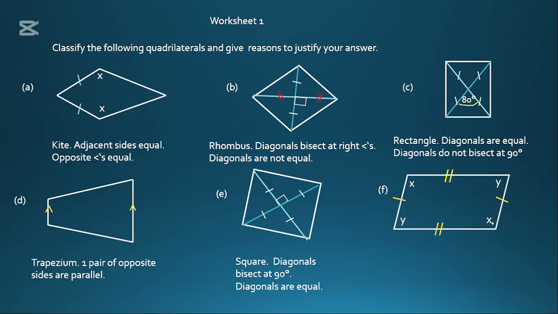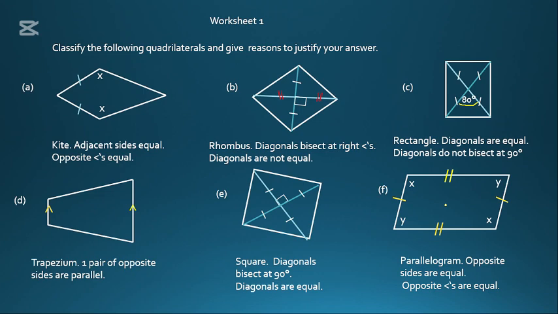the opposite angles are equal, and the two opposite sides are parallel, and the opposite sides are equal too. So what do we have here? A parallelogram. Opposite sides are equal and the opposite angles are equal.